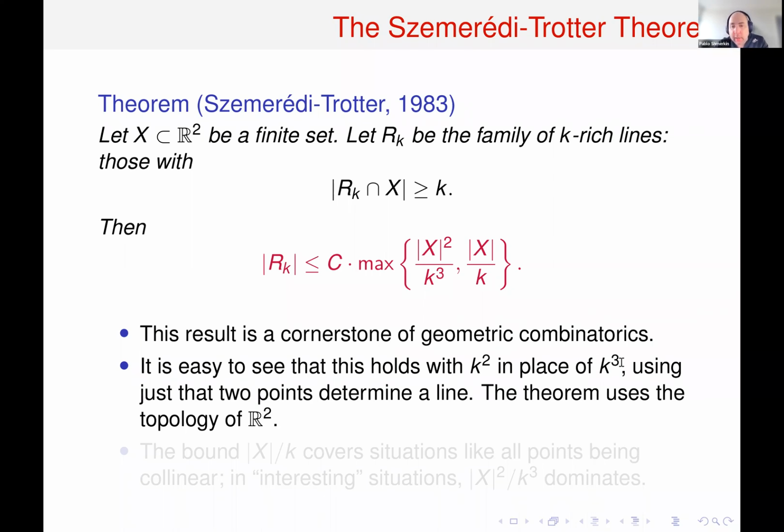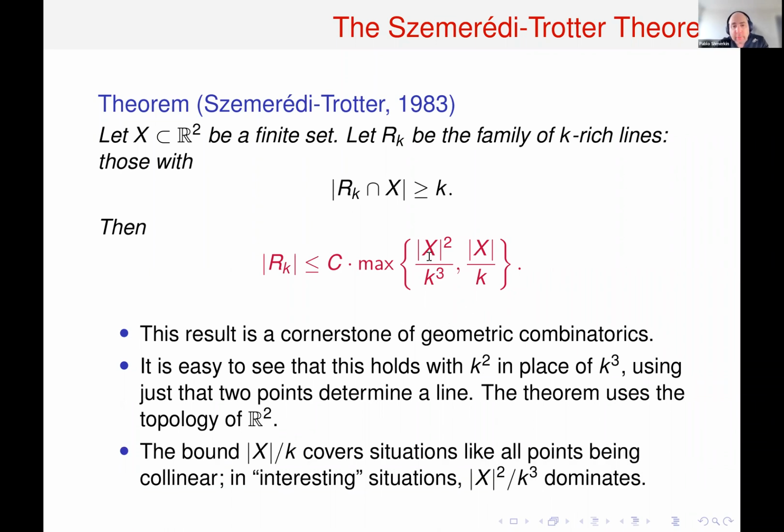On the other hand, to get K cubed, one has to use the topology of the plane. This is not true in other linear spaces where two points determine a line. And in fact, for example, the analog of Szemerédi-Trotter over finite fields, so vector spaces over finite fields, like a two-dimensional vector space over a finite field, is not known. There are partial results, but we are very far from having the sharp result. So I hope this all indicates that this problem is not as easy as it looks.